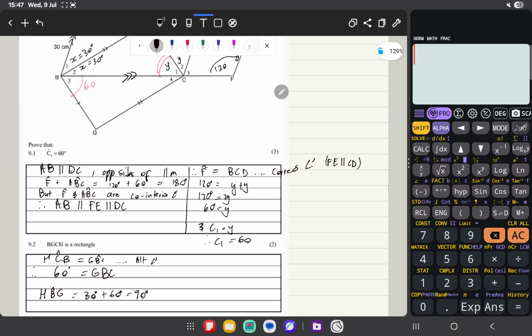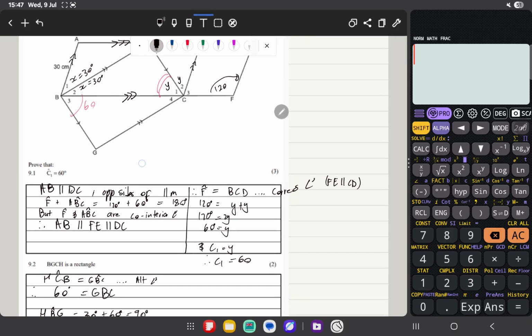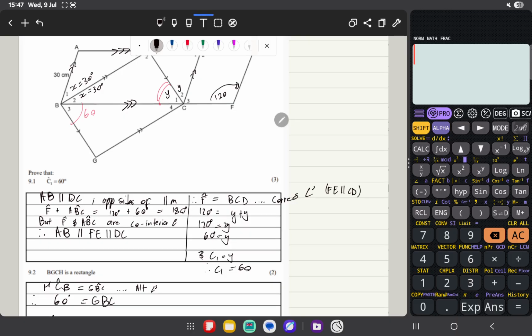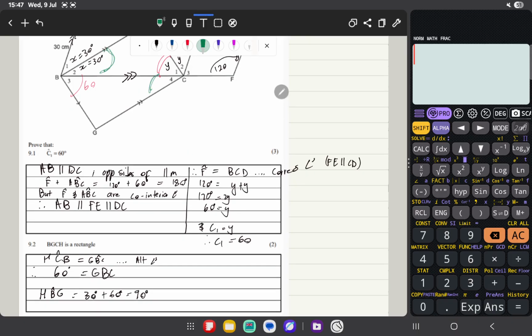Right? When you add these two, and let's see, so you have 60 here, and you have 60 here. Now you see that this angle alternates with this angle, right? So you write the same thing again, and you see that the angles alternate, and therefore the angle here at the corner is 90 degrees.